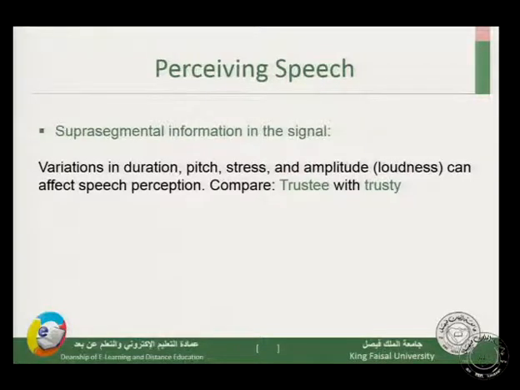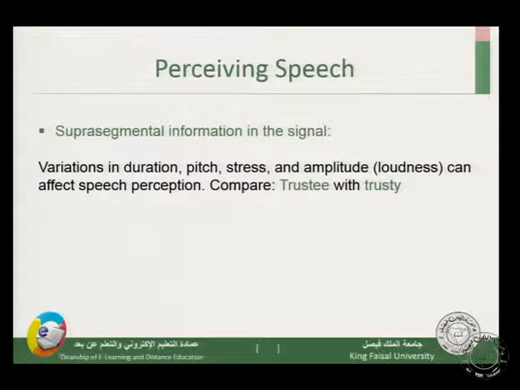If you want to ask someone a question, you raise your voice at the end. For example, did you do the homework? So this is a raising intonation. Did you do the homework? So this is a raising intonation which is used in questions. So this is called suprasegmental information.